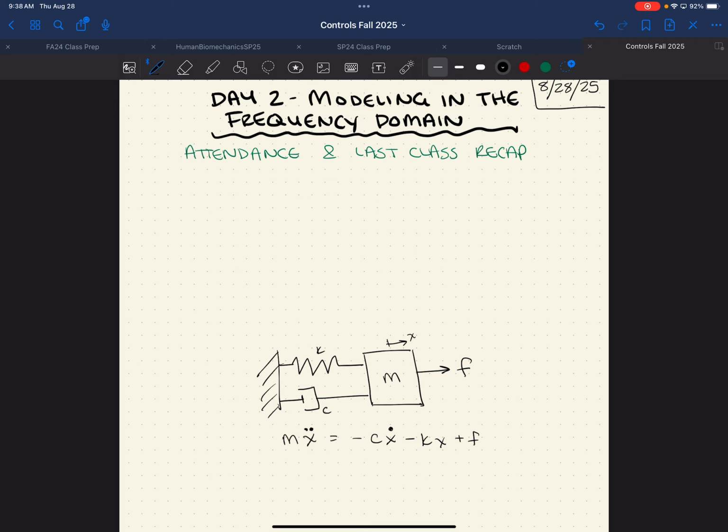Okay, so what I'm going to write down is a couple of notes here. A model, specifically for this class, is usually a differential equation.